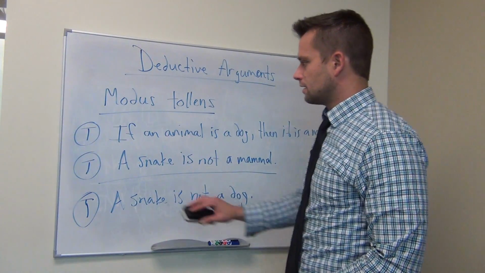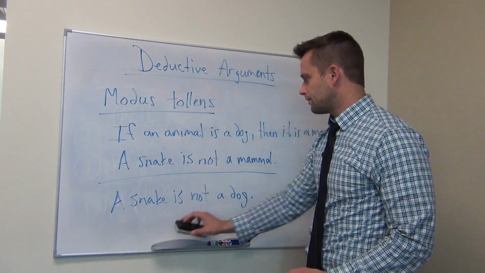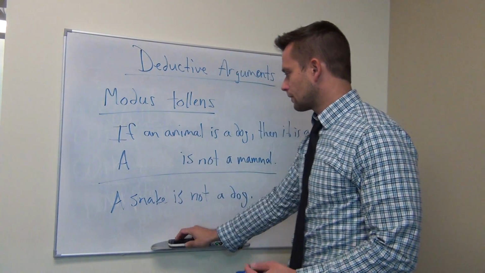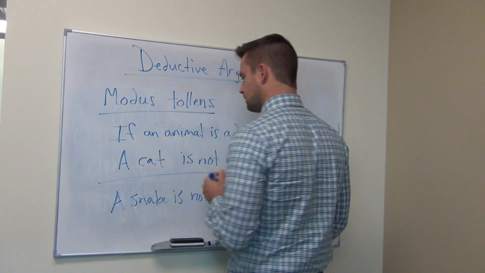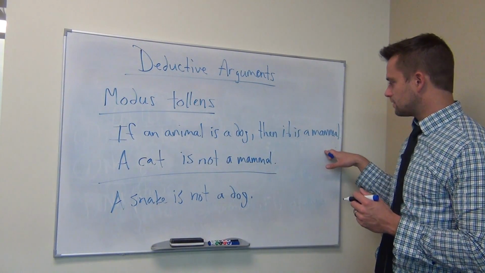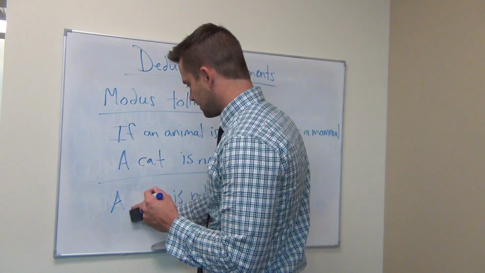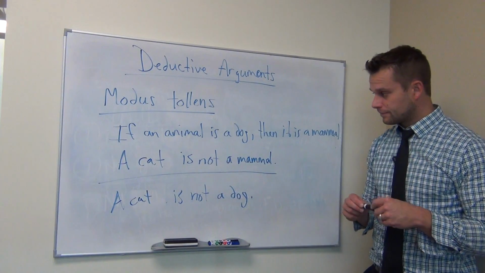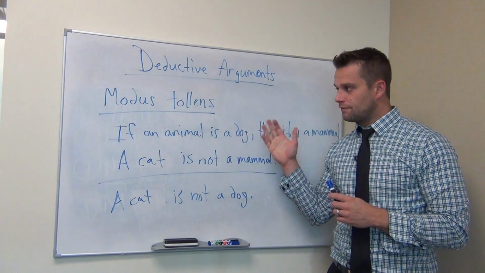Now let's look at a different example. What if I said a cat is not a mammal. So if an animal is a dog, then it is a mammal. A cat is not a mammal. Therefore, a cat is not a dog. Now, is this a valid argument?